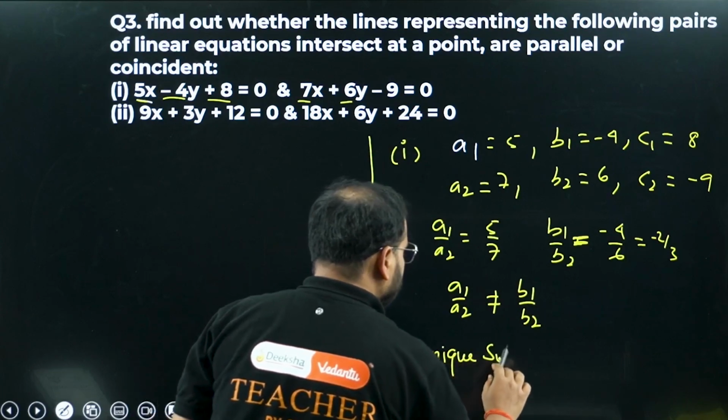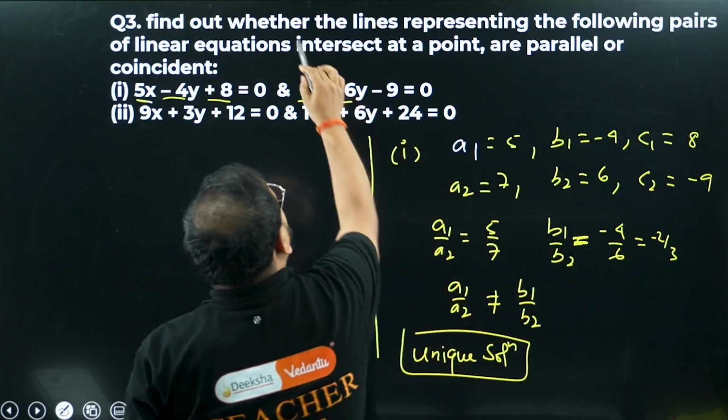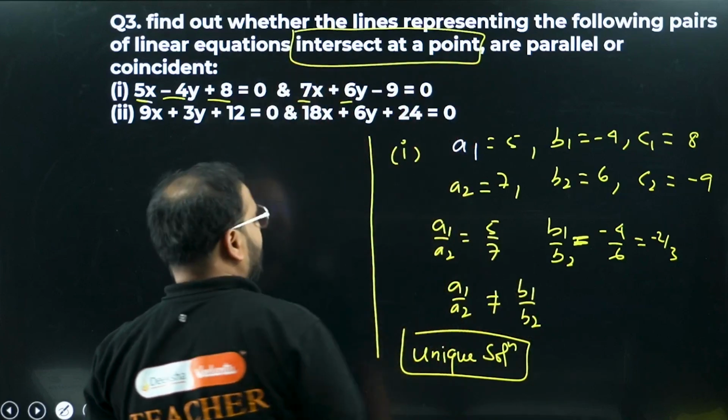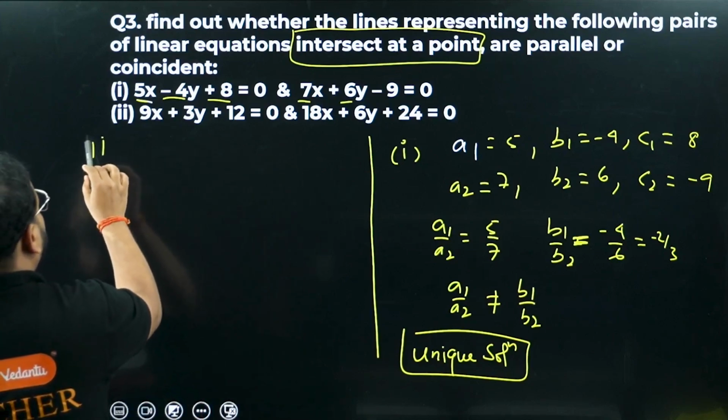Unique solution. Or you can also write it as intersecting lines. You can also write it as intersect at a point. Okay. All right. First one is done. Second one, please have a look.